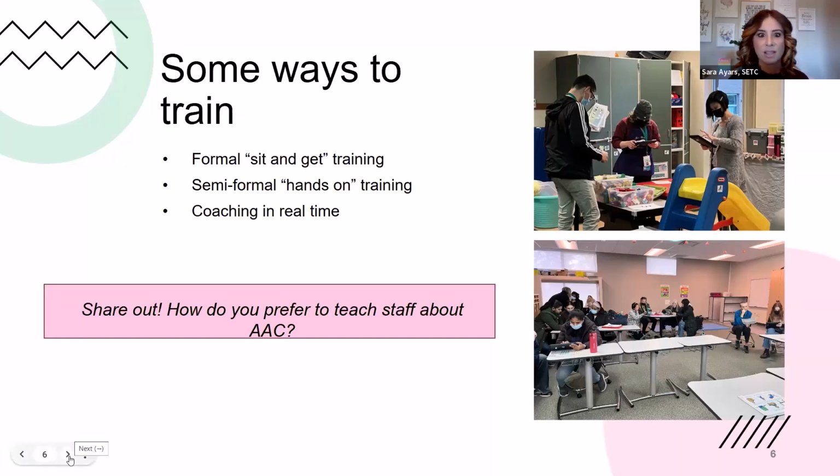And we just wanted to ask you all, how do you prefer to teach staff about AAC? Maybe if you are in a school setting, or even if you're not, what are different ways that you like to teach AAC? We heard someone say earlier using devices, but just wondering what else.